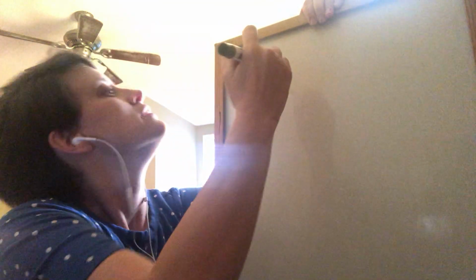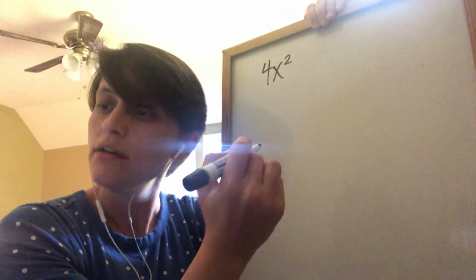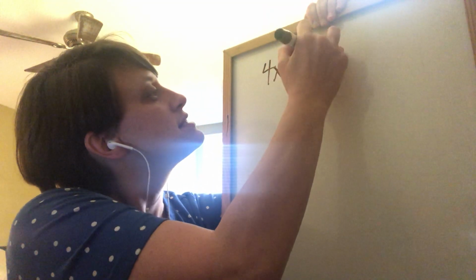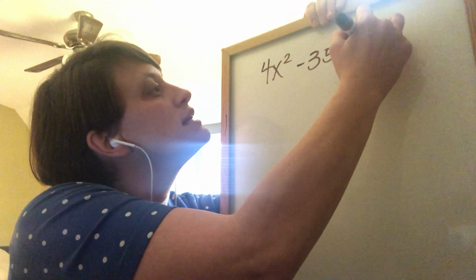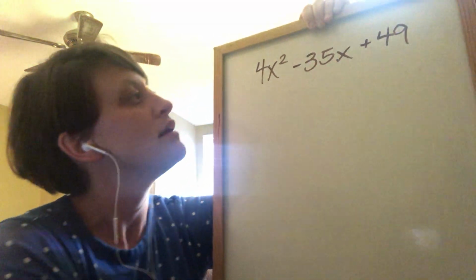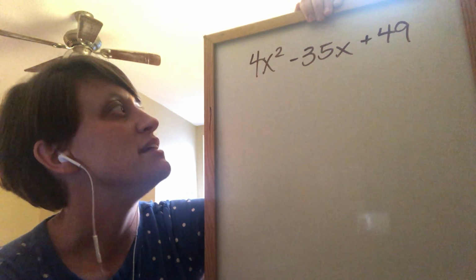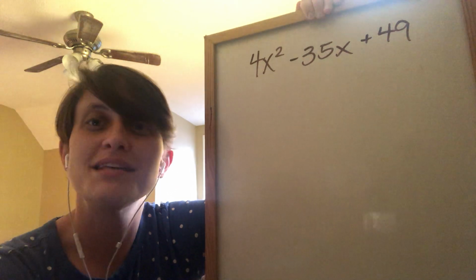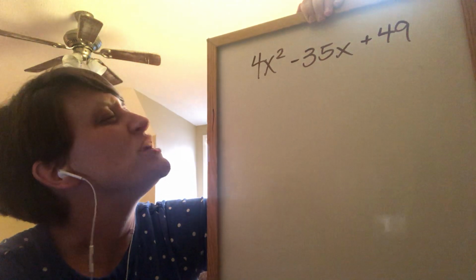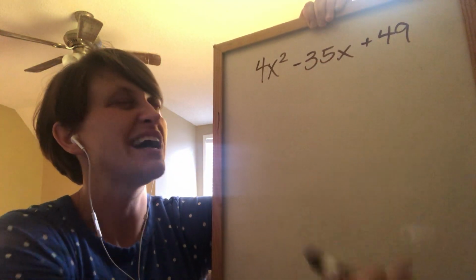All right, let's look at 4x squared minus 35x plus 49. Okay, so like in the last one, we see some numbers here, specifically this one, that is not 1. That's disappointing because that means we're going to have to do extra work. But we try for a greatest common factor because these numbers already have several factors in them.